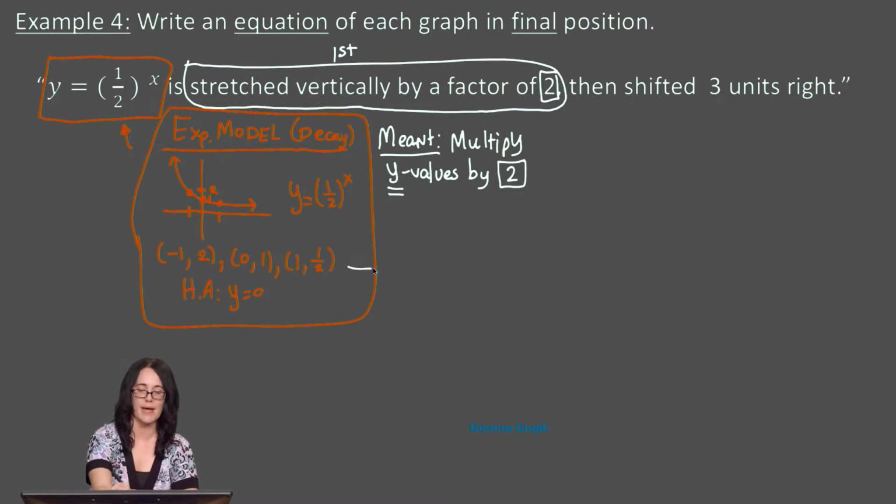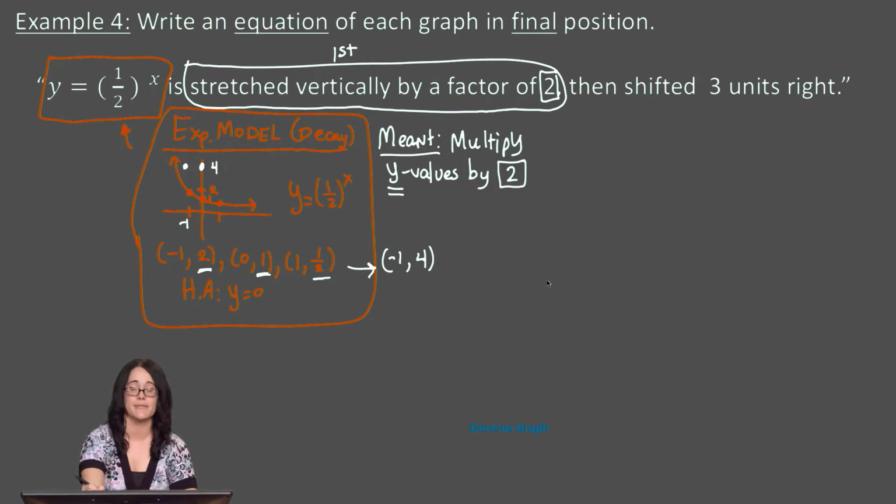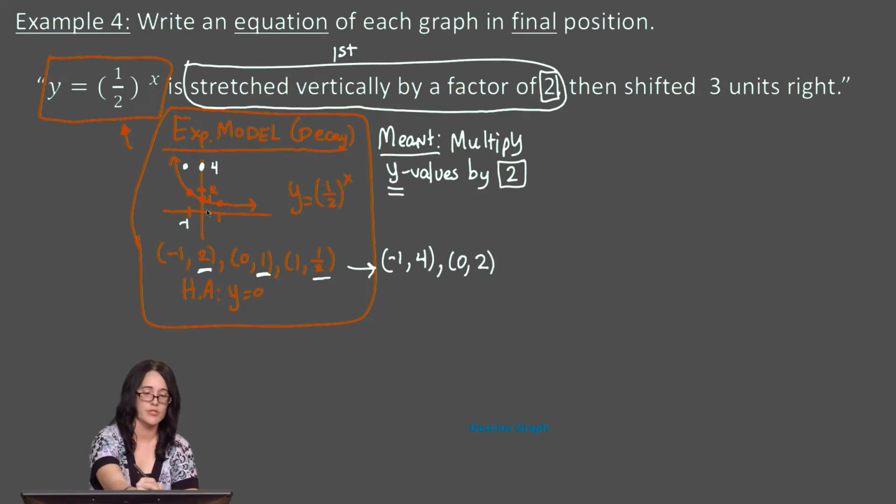So what would that mean practically for my points? Well, my y values would be doubled, wouldn't they? I could have stretched it by a factor of 4 and they'd be quadrupled. That would go even faster. So at -1, I multiply my y value 2 by 2 and get 4. So at -1 here, now I'm at 4, so I'm up there somewhere. What else happens? Well, at 0 for an input, my output instead of 1 is 1 times 2, or 2. So at 0, I'm now at 2.